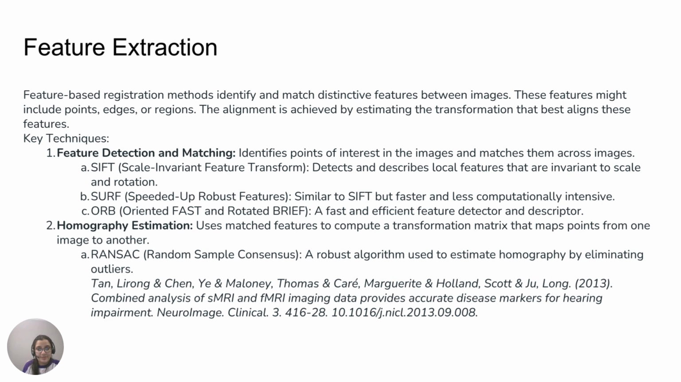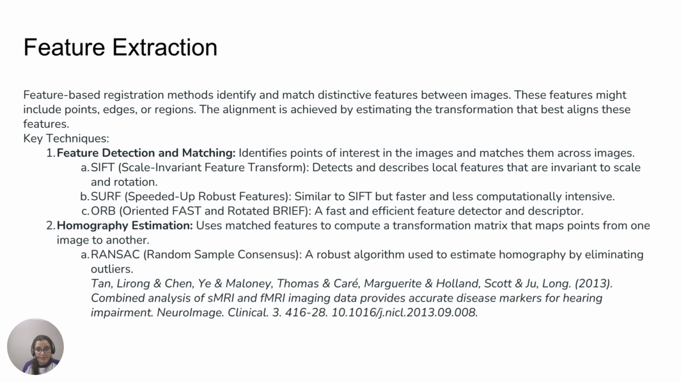Now, the first step is feature extraction. It is basically a widely used technique to detect and match distinct features such as points, edges, or regions. So, there are basically two techniques in this: feature detection and feature matching. The most common feature detectors used are SIFT, SURF, and ORB.